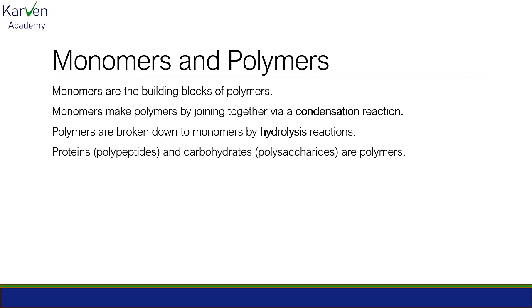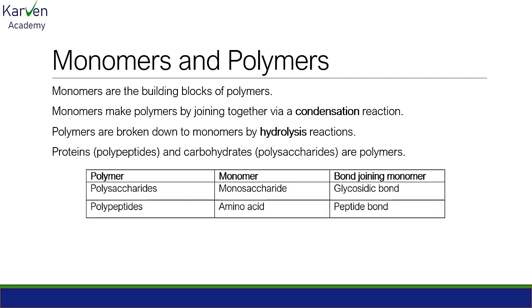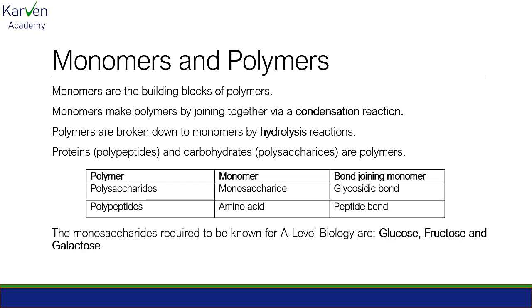Proteins or polypeptides and carbohydrates or polysaccharides are both polymers that you need to know for AQA A-level biology. And this table summarizes the associated polymers and monomers and the bonds holding them together. In this lesson, we will not be going through polypeptides, only polysaccharides and lipids. The monosaccharides you need to know for A-level biology are glucose, fructose, and galactose.